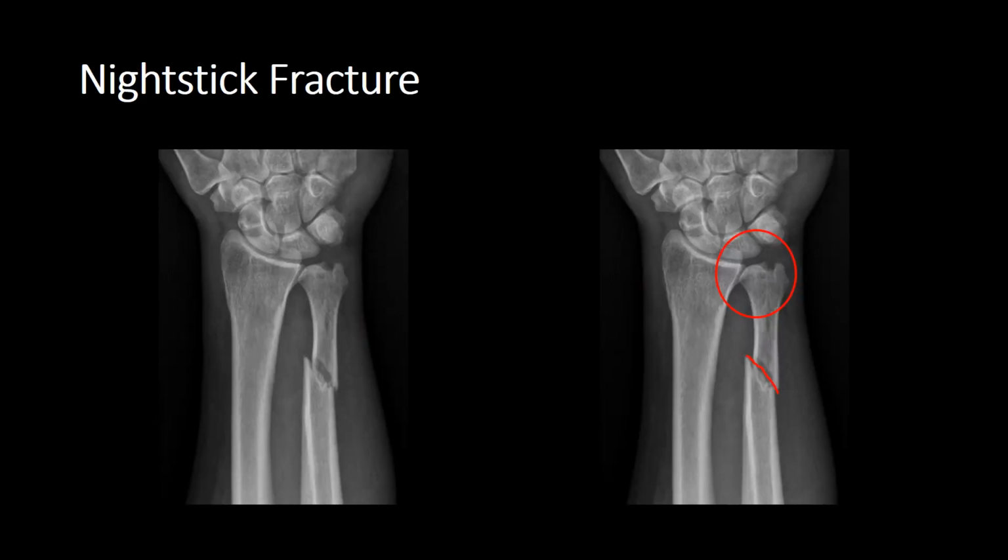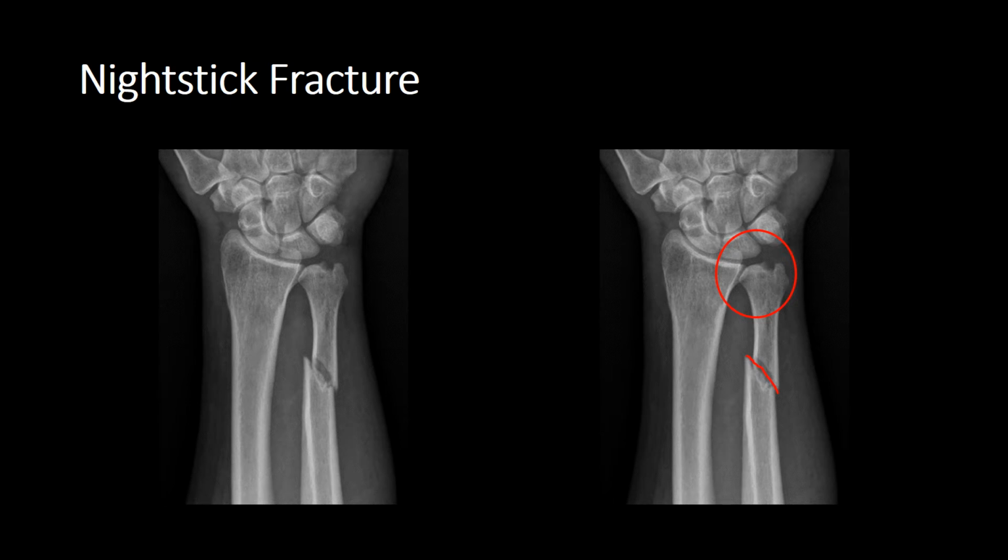A nightstick fracture is an isolated fracture of the ulna. It's so called a nightstick fracture after people who, being chased by the local constable, would put up their arms to protect themselves as the constable would go to strike them with their truncheon. And this self-defensive move would result in an isolated fracture of the ulna.